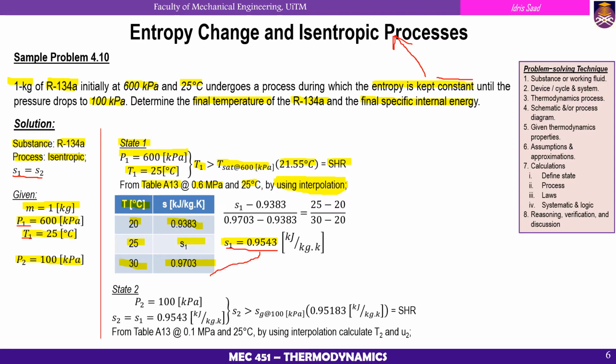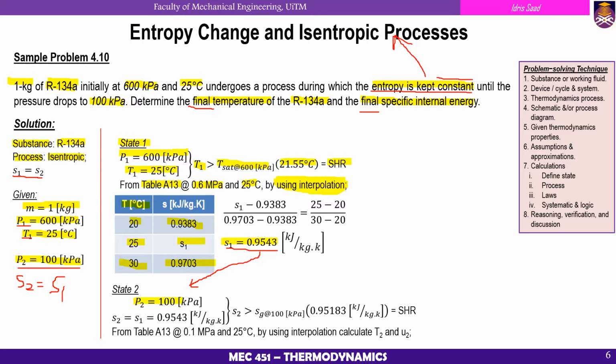So the question is, why do we need to determine this S1? This is because we want to define state number 2. Please do remember, the question asks for the final temperature and final specific energy. So basically, we want to define state number 2. However, based on the data given to us, we do not have enough data. We only have the pressure at state number 2. That's why we cannot define state number 2 yet. The only data that we can use is the entropy at state number 2, because S2 is equal to S1, since this is a process in which entropy is kept constant. So now we can define state number 2.